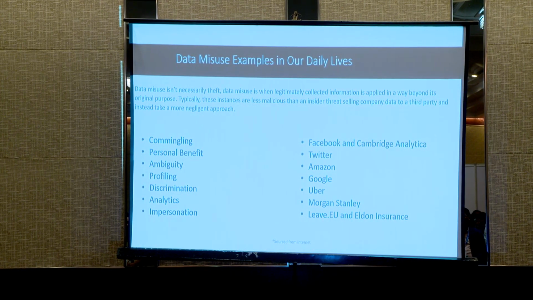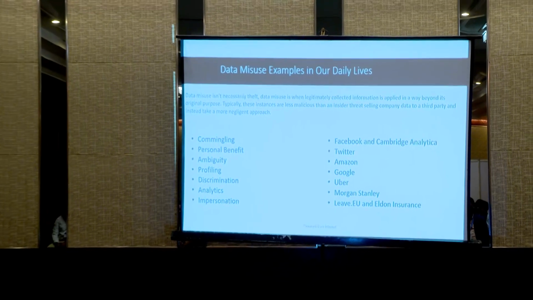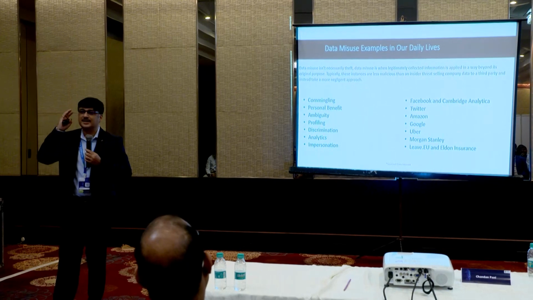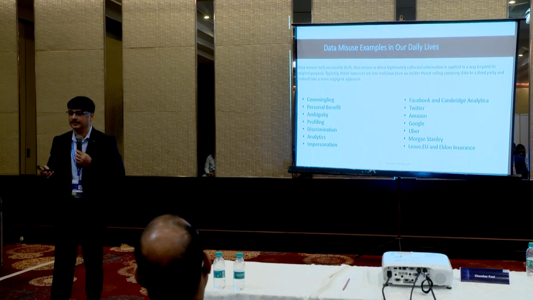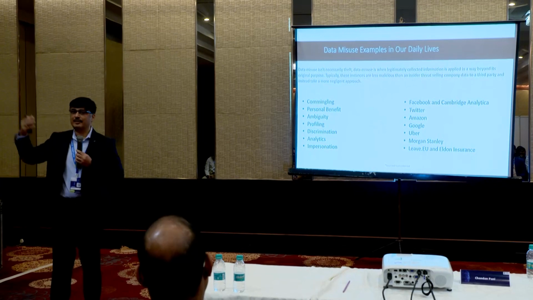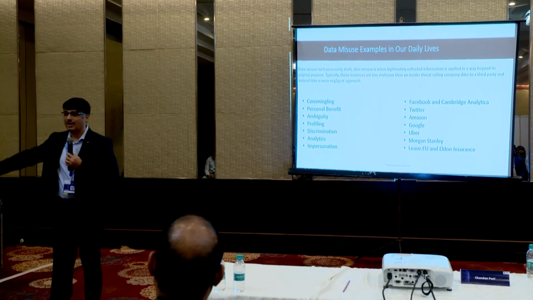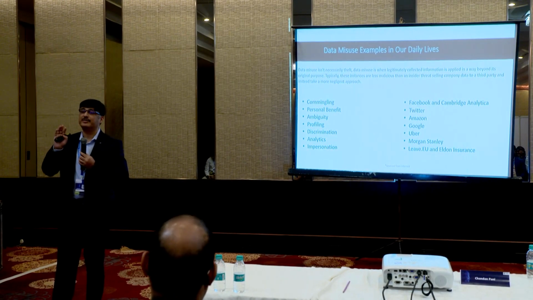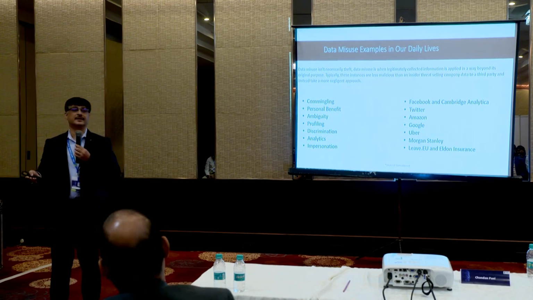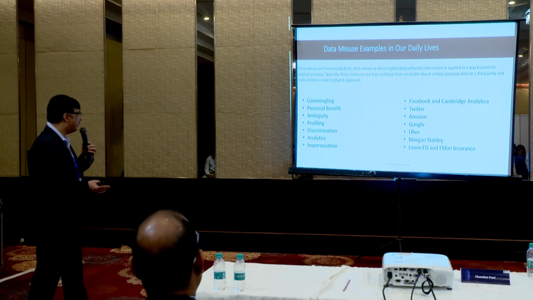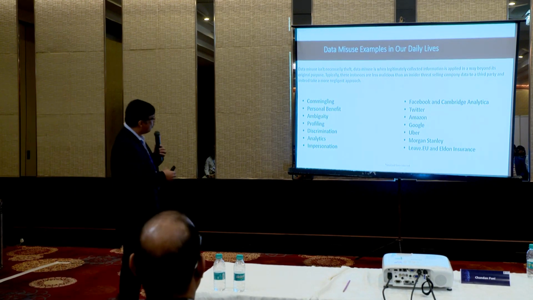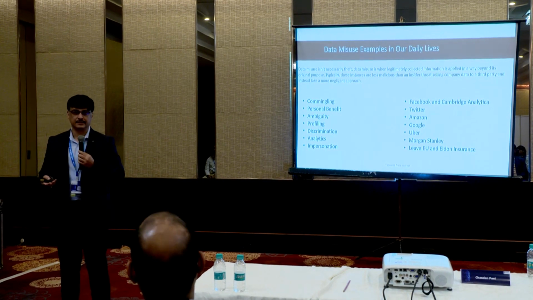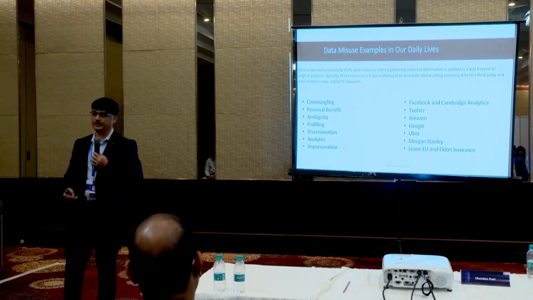If you see, data misuse is not necessarily theft of your data. When people talk about data misuse, the perception that we have is data theft: somebody is taking my data, China is taking my data, some other country is taking my data, government is taking my data. No. When we talk about data misuse, there are many other forms, right? Let's look at commingling. Now, what is commingling? You collect data for one reason, and you start using it for something else, right? We'll see some examples also.